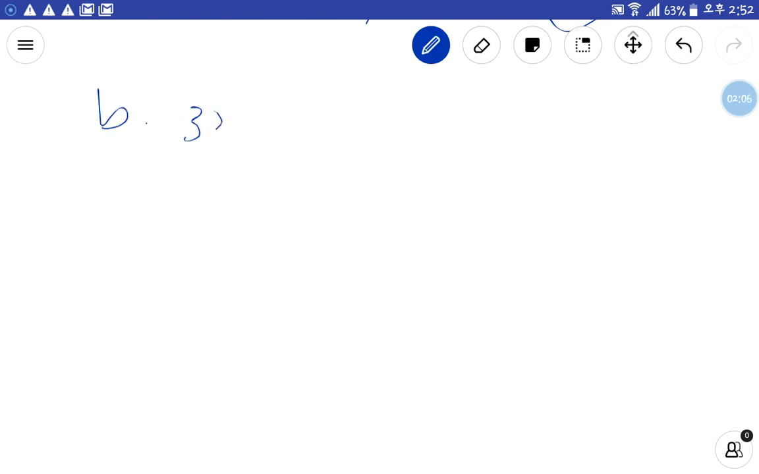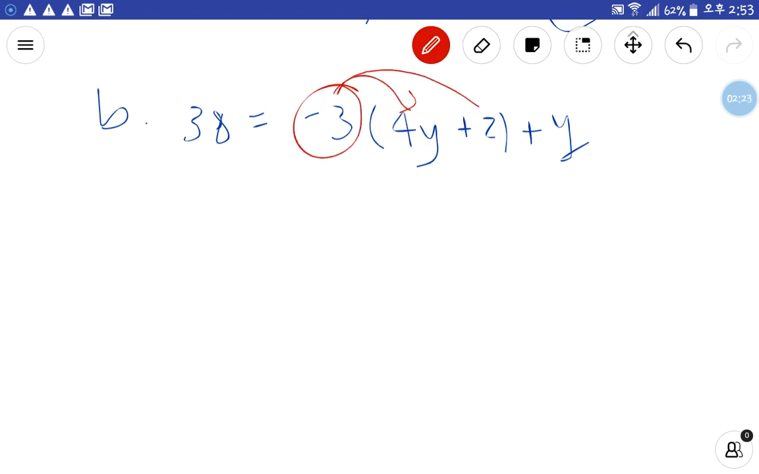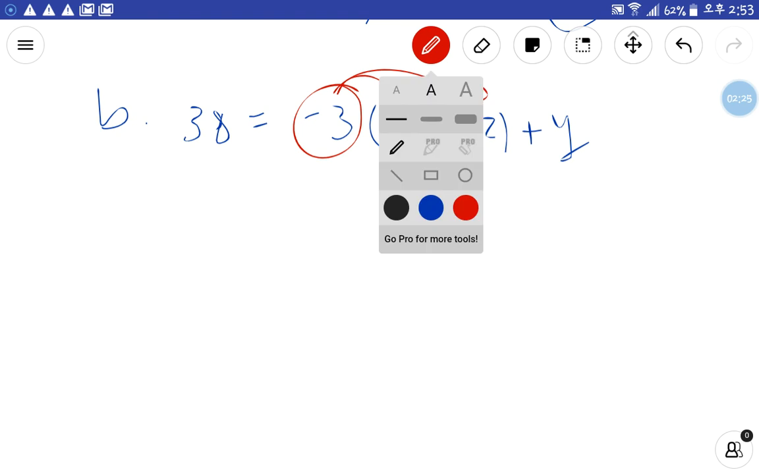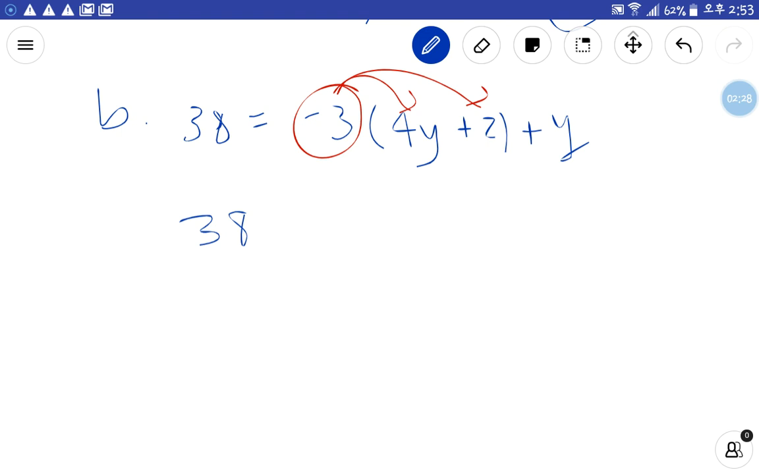B, 38 equals negative 3 times the quantity of 4y plus 2, plus y. So I should multiply negative 3 onto 4y and 2 so that I can solve this type of question. Now 38 equals, I have negative 3 times 4, negative 12y. And make sure not to miss your negative, because negative 3 times 2, negative times positive becomes negative. And then you're going to have y here.